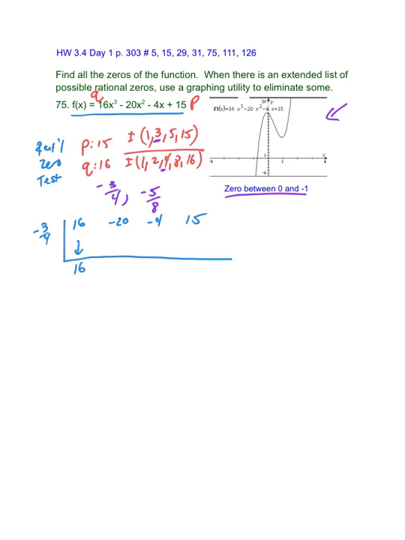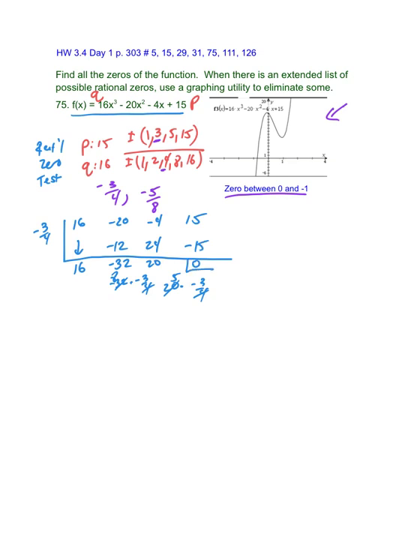16 times -3/4 is -12. -12 plus -20 is -32. -32 times -3/4, I'll do that down here. That's going to become 24. And then -4 plus 24 is 20. Then we have to do 20 times -3/4. I can simplify that, canceling out a 4. That's going to be -15. And 15 plus -15 is 0.